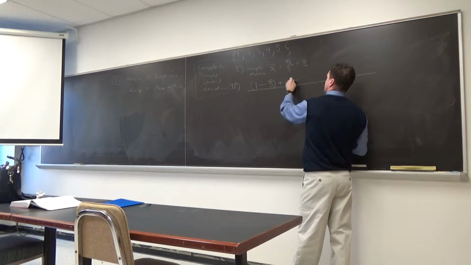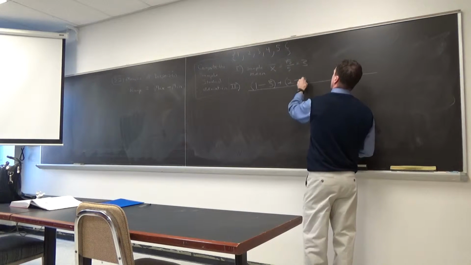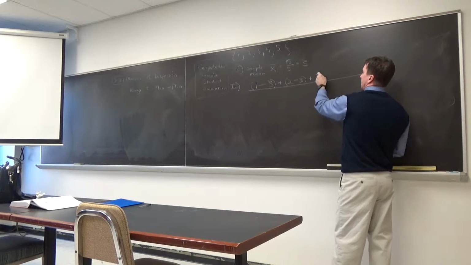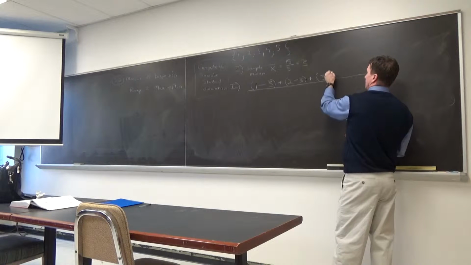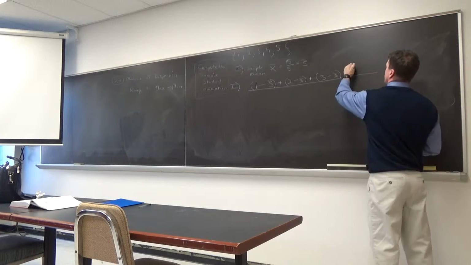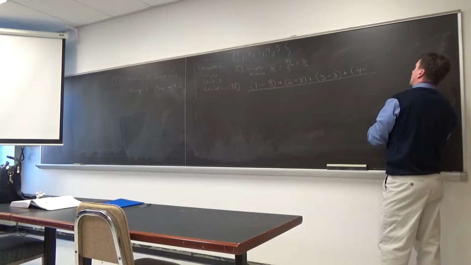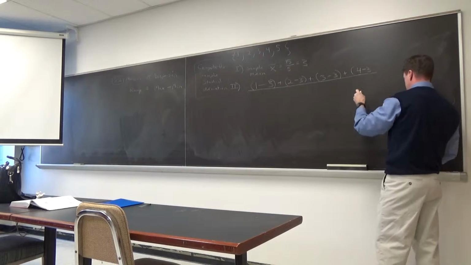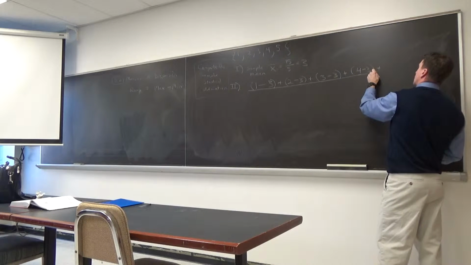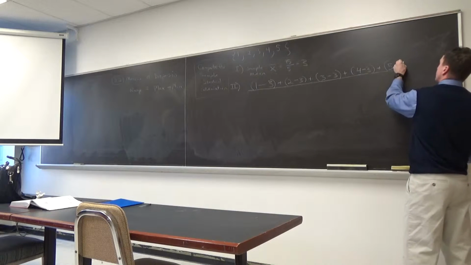Put a 2 minus the 3. Plus. Almost done. There's a 3. I've got to take 3, subtract the mean. We know what that number is. 2 more. 4 minus the 3. And lastly, 5 minus the 3.